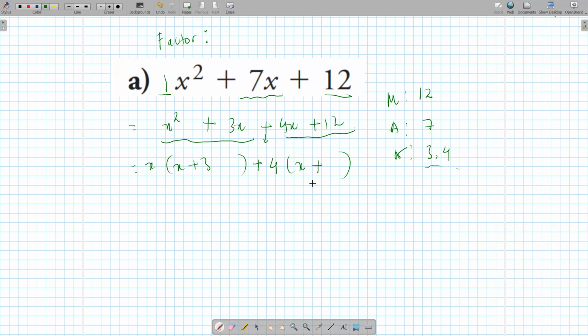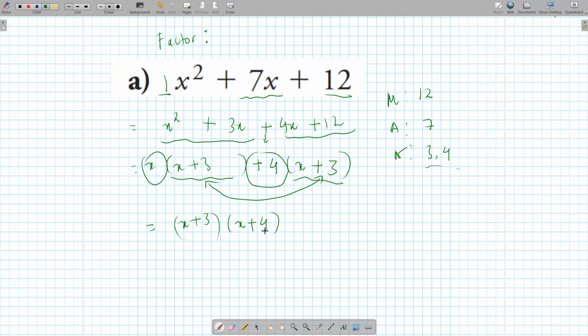We took out a 4, so x plus 3, yes, exactly. And notice these two brackets will always be the same. Now we're going to pull out that entire bracket. We're going to pull out x plus 3. What are we left with in the other bracket? Not the same. We took out x plus 3, so we're left with x plus 4, and that's what goes in the other bracket.